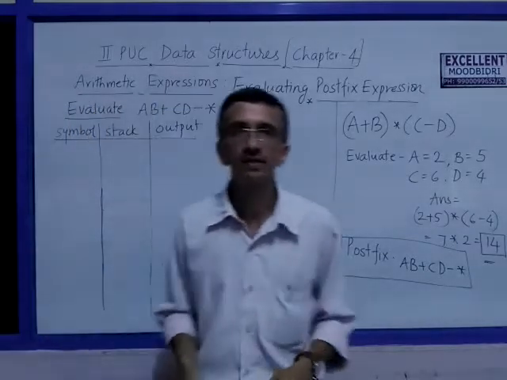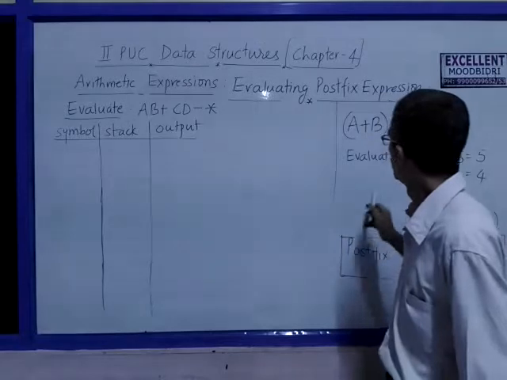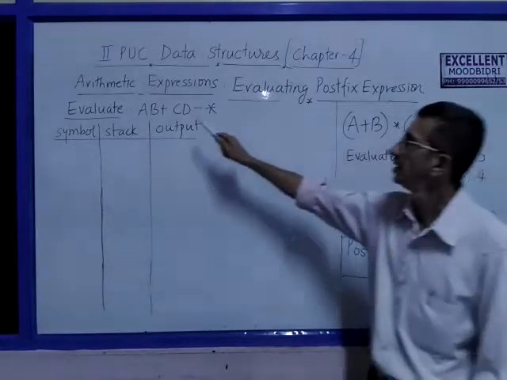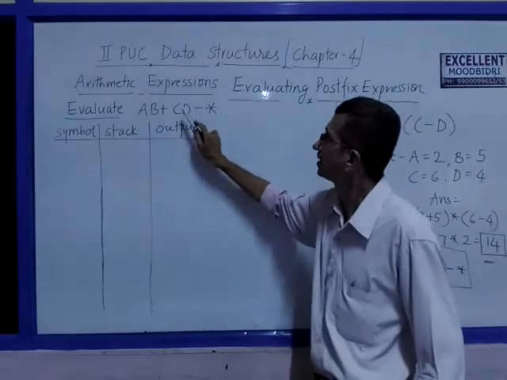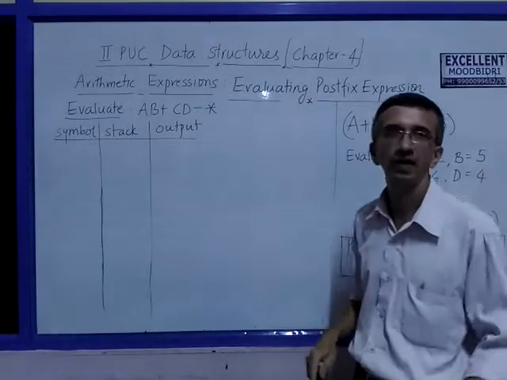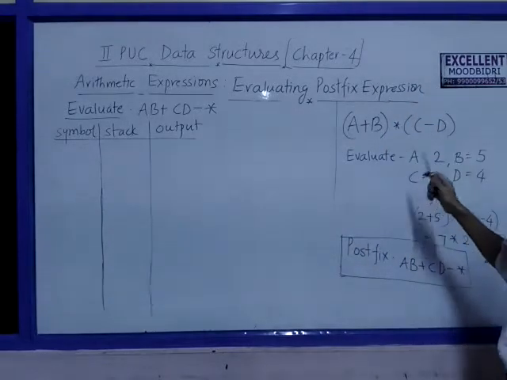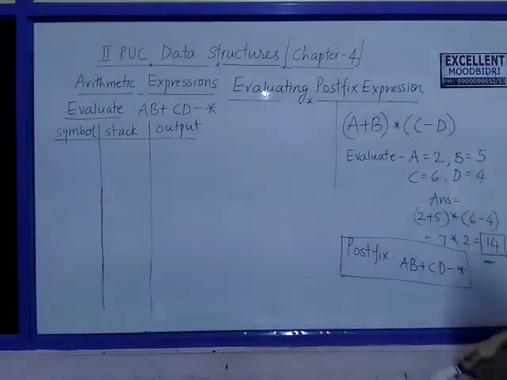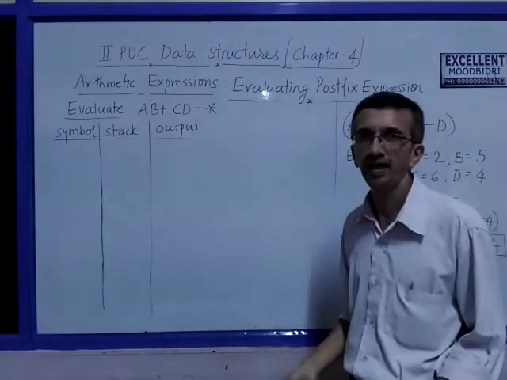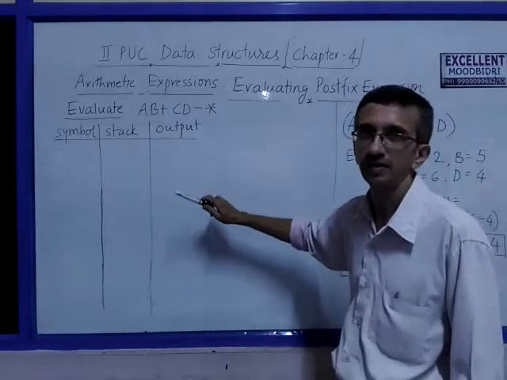Now let us understand this algorithm of evaluation of postfix expression using an example. Evaluate the postfix expression AB plus CD minus star. The previous one we have seen, same thing we will take, and evaluate when given the values like A is 2, B is 5, C is 6 and D is 4.